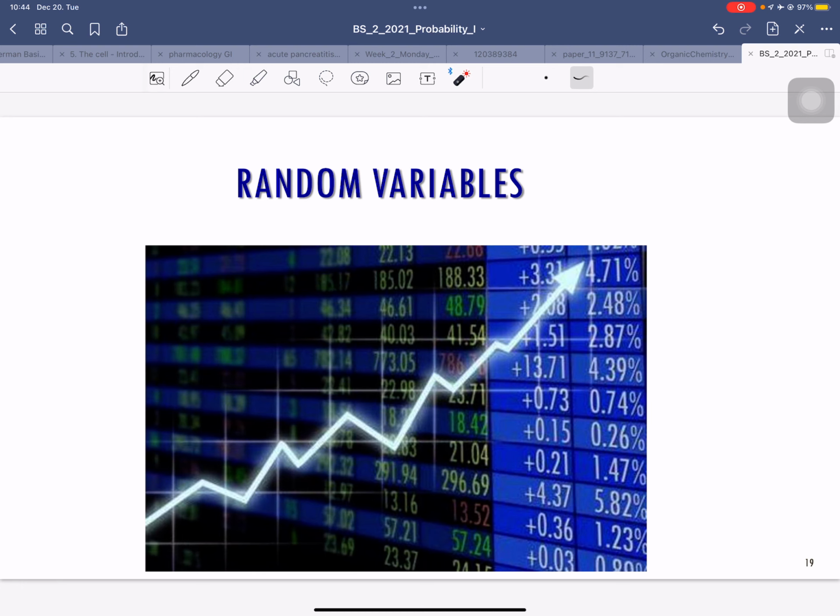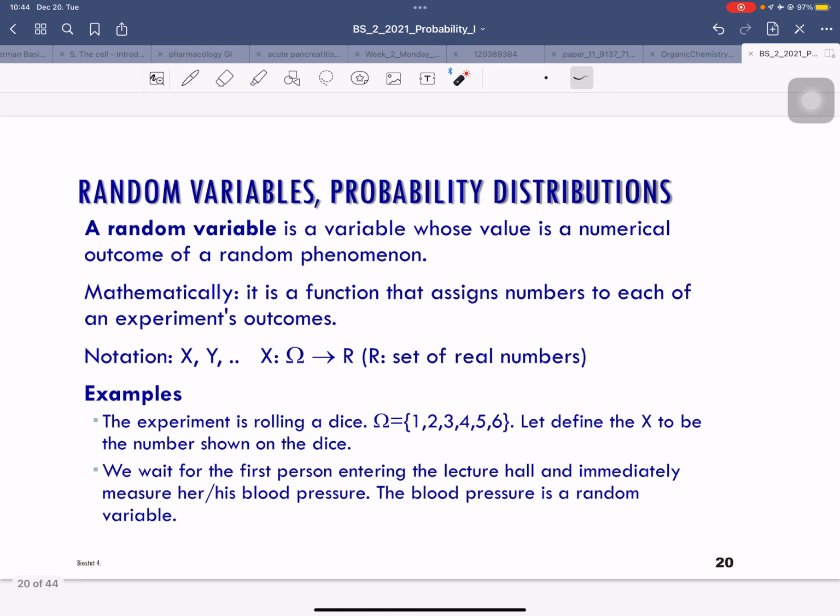And now we go to the random variable, or probability distribution. A random variable is a variable whose value is the numerical outcome of a random phenomenon. Mathematically, it is a function that assigns numbers to each of the experiment outcomes. For example, if we have x and y, in this situation they belong to R, where R is the set of real numbers. I give a good example.